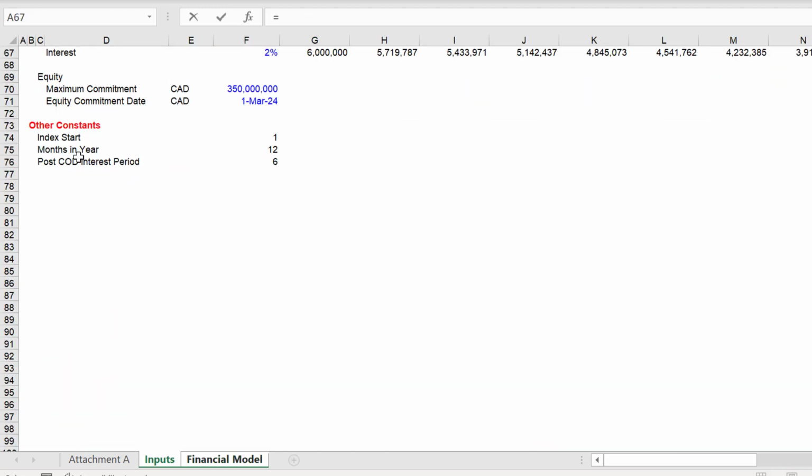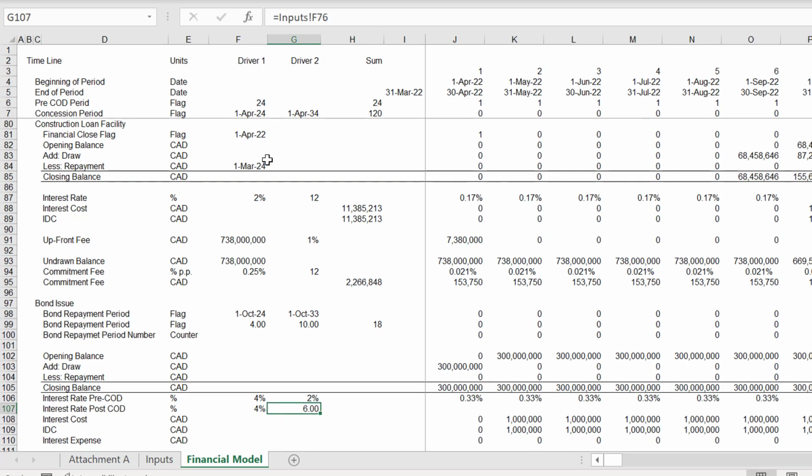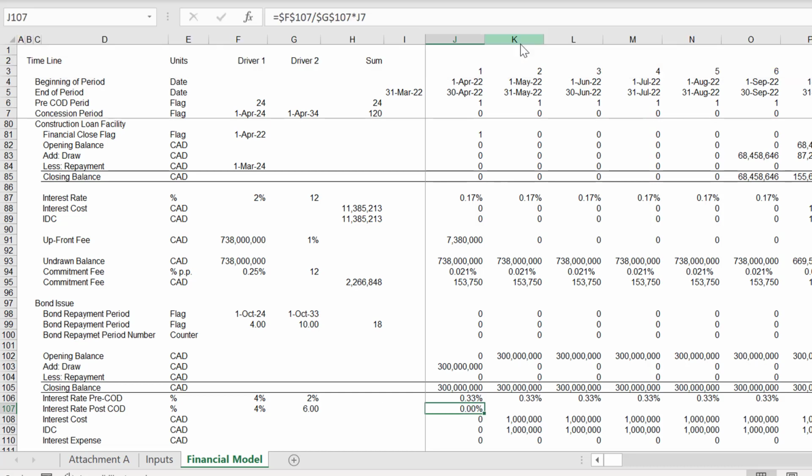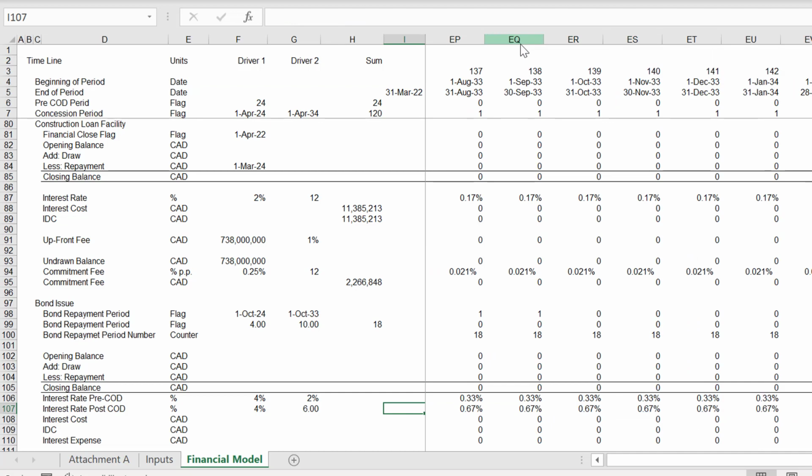So all I'm going to do now is for the interest rate post-COD, we'll take this F4 and divide it by this one. Okay, and then I'm going to maybe multiply this by the post-COD period. God, if you don't have a shortcut key to do this, what a waste of time.